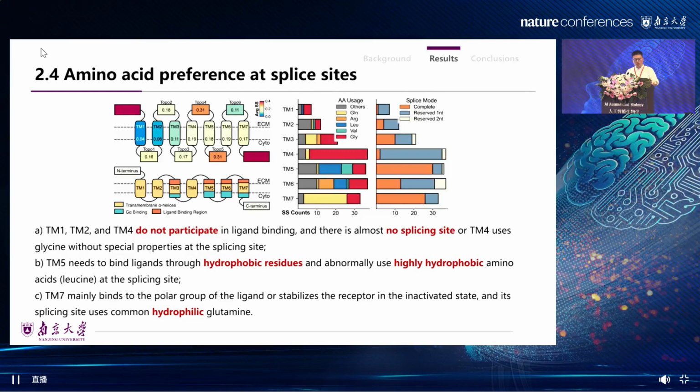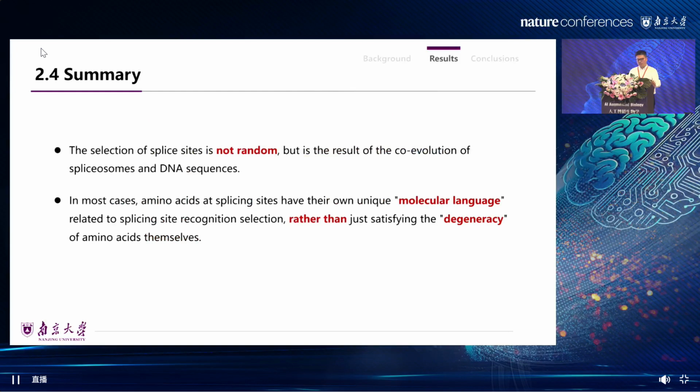First, in TM1 and TM2, which do not participate in ligand binding, there is almost no splice site. But TM5 needs to bind the ligands through hydrophobic residues, and it abnormally uses highly hydrophobic amino acids at the splice site. And TM7 mainly binds to the polar group of the ligand, and its splice site uses common hydrophilic residues. So let's take a summary of this part.